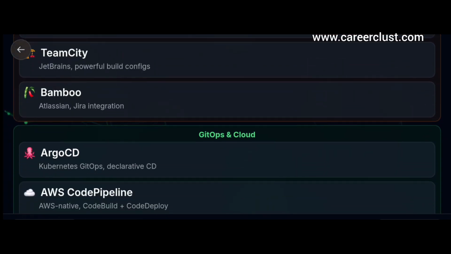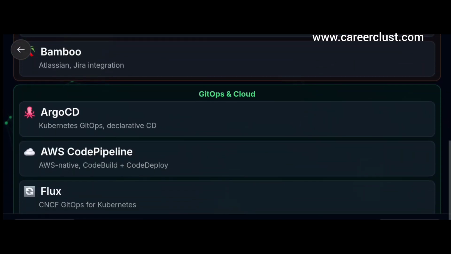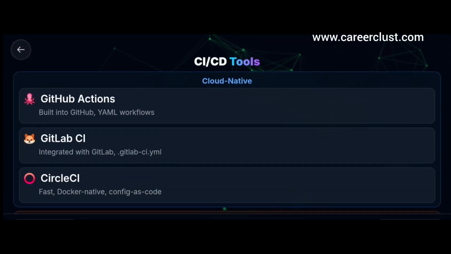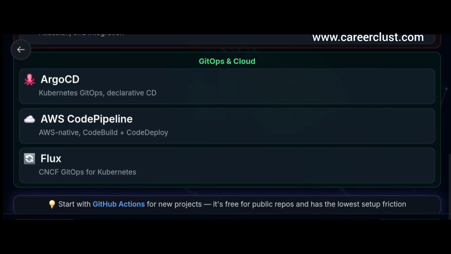Some GitOps and cloud tools. ArgoCD, this is Kubernetes based GitOps and declarative CD. AWS CodePipeline, AWS native, CodeBuild plus CodeDeploy, and Flux, CNCF GitOps for Kubernetes. These are a few tools with which we can achieve this CI/CD functionality.